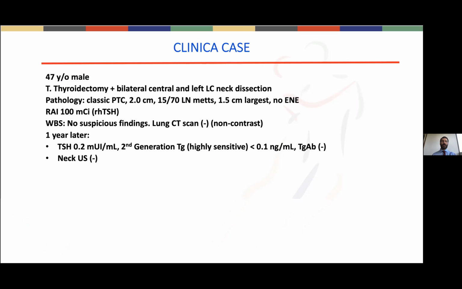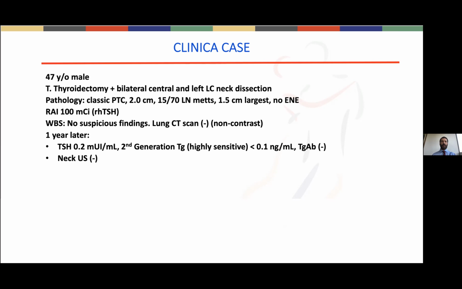I would like to start this presentation with a clinical case. This is a 46-year-old male who had a total thyroidectomy plus a central and laterocervical neck dissection. The pathology report showed a classic papillary thyroid carcinoma of 2 centimeters. He had 15 lymph node metastases, 15 millimeters the largest of them, with no extranodal extension. Patient received 100 millicurie radioactive iodine, and the whole body scan post-therapy showed no suspicious finding. Also, a CT scan of the lung without contrast did not show any suspicious nodules in the lung.